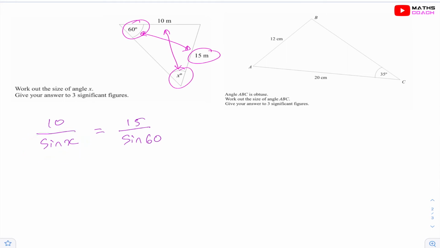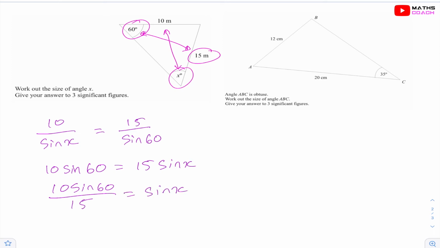Well, we can cross multiply. So we can multiply this up here, and we can take this and multiply over there, and then get rid of the 15 after that. So let's get rid of the sine 60 onto the other side. So we get 10 times sine 60, and on this side we get 15 times sine x. And now we just need to get rid of that 15 right there by dividing by 15. So therefore we get 10 sine 60 divided by 15, and we have sine x.